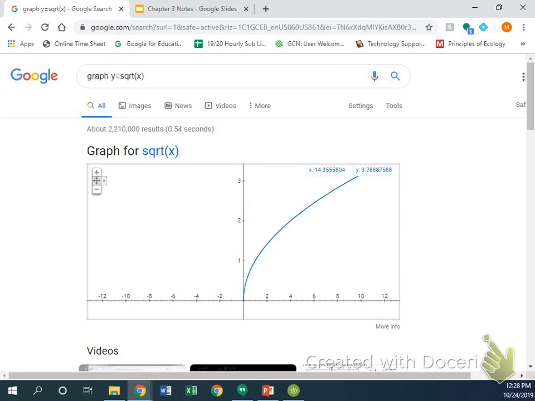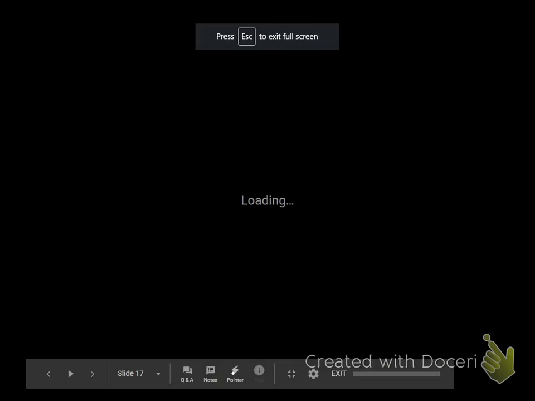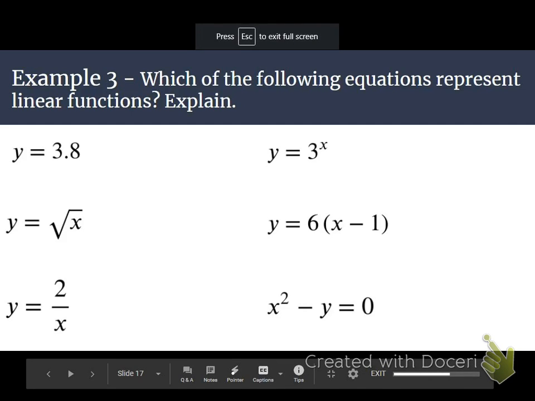Bring it over here. Okay, this is the graph for y equals the square root of x. Would we say that this is linear? No, this is definitely not linear. We can see that this line curves around. Okay, so if we bring back our notes slide, we can fill in that this one is going to be nonlinear.